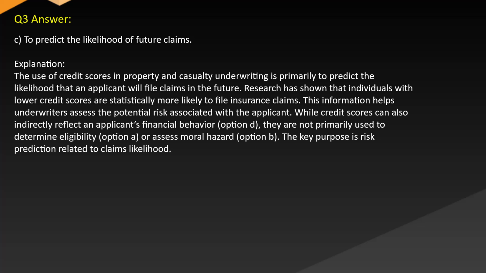while credit scores can indirectly reflect an applicant's financial behavior, option D. They are not primarily used to determine eligibility, option A, or assess moral hazard, option B. The key purpose is risk prediction related to claims likelihood.